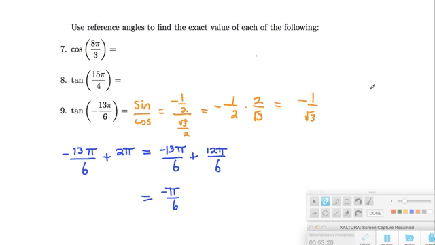Most people would like to see no square root in the denominator. Remember how to get a square root out of the denominator? You rationalize the denominator. Multiply by square root of 3 over square root of 3. What that does is it makes the square root be in the numerator, and square root times the square root is just that number right back. So this is a simplified exact answer for tangent of negative 13 pi over 6 using a reference angle of pi over 6.